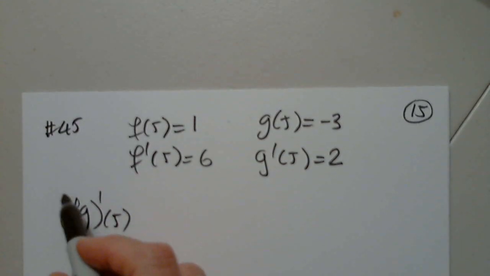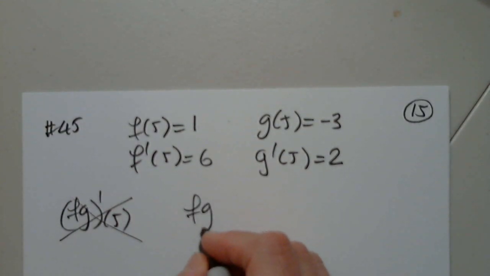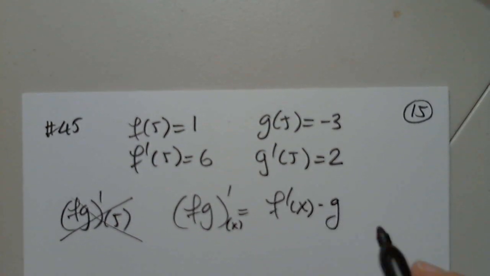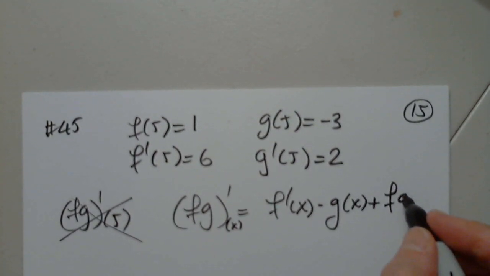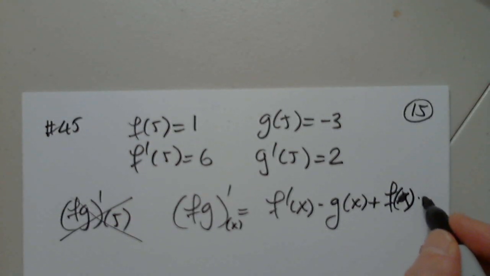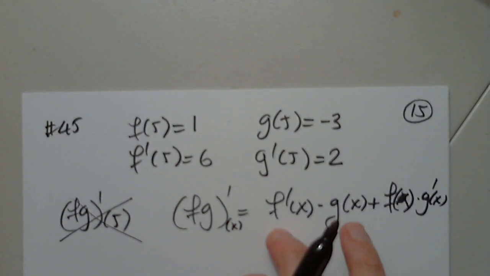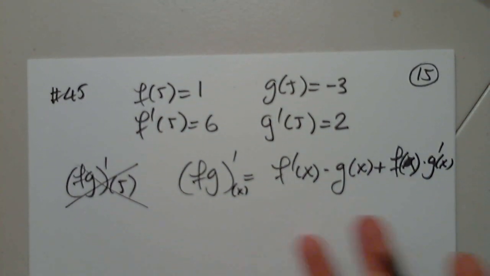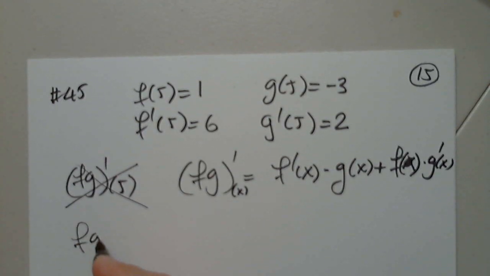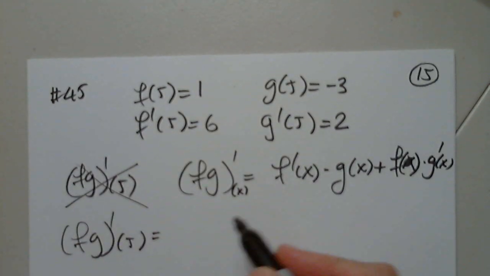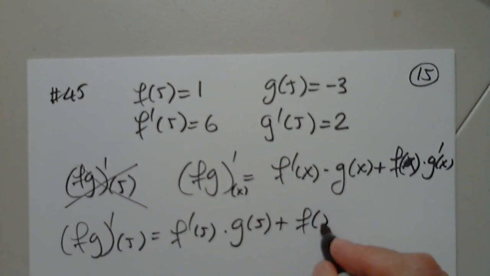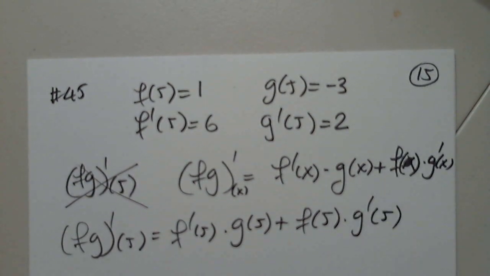Remember, we cannot determine this before I find FG prime of X. So by definition, this will be F prime of X times G of X plus F of X times G prime of X. First function prime times the second plus the first times the second prime. So I have it. Now, FG prime of 5 is F prime of 5 times G of 5 plus F of 5 times G prime of 5.